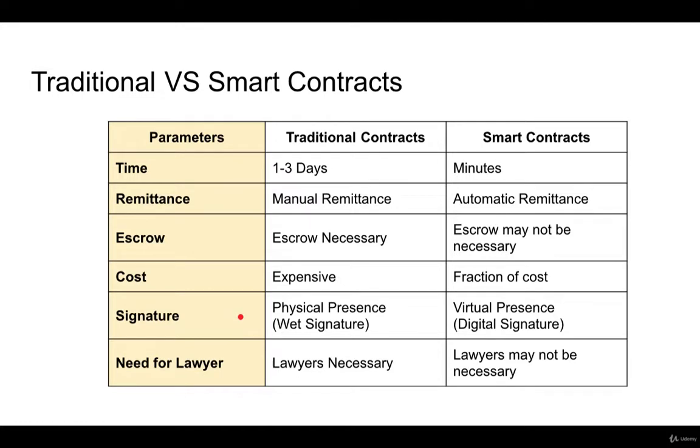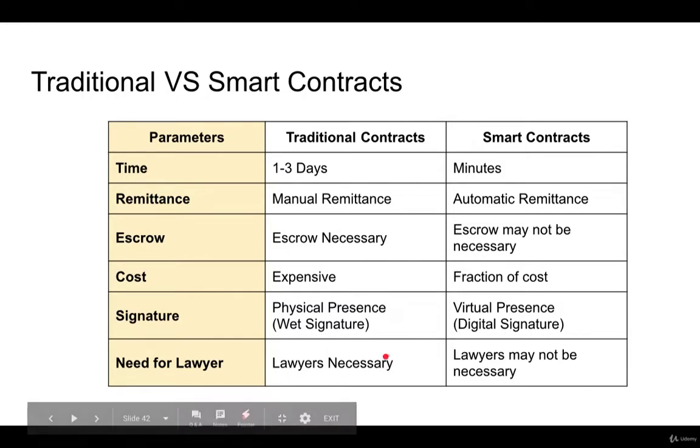Physical signatures or a wet signature is required in case of a traditional contract, but virtual signatures can be from any place, anywhere. It's a digital signature which is required, which is quicker because the person may be anywhere in the world and he can still sign a digital contract. There's a need of a lawyer in case of a traditional contract because the legal terms have to be verified, while in case of a smart contract, lawyers may not be necessary.